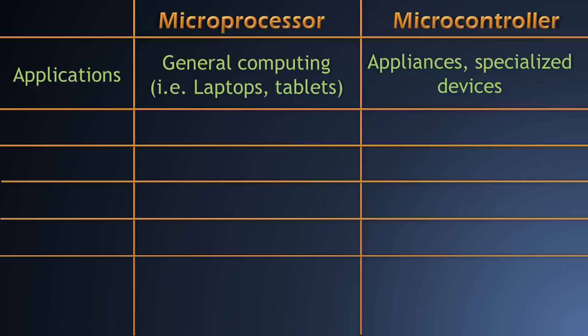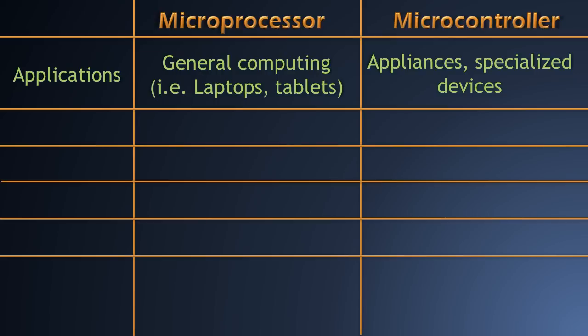What do I mean by general computing? Well, in your laptop or your tablet or your desktop, those are general computational machines, because you can practically do anything on a computer. Just think about it. You can watch this video, you can edit a picture, you can play games, you can write a Word document, you can send an email. So many things you can do on a computer.